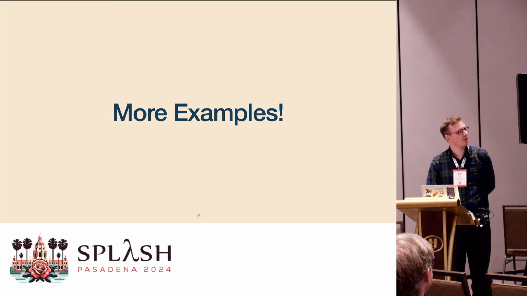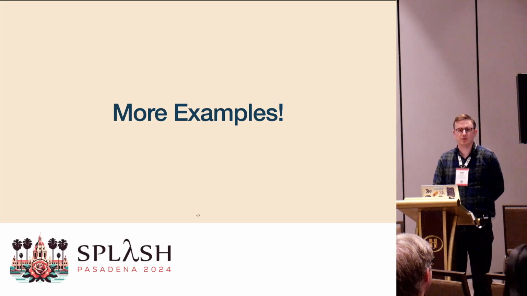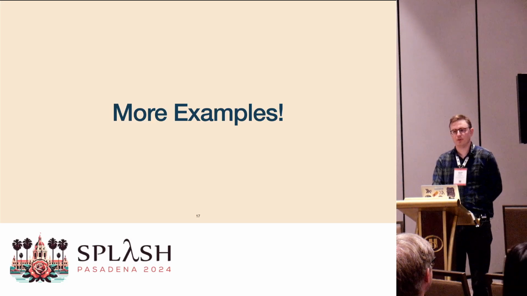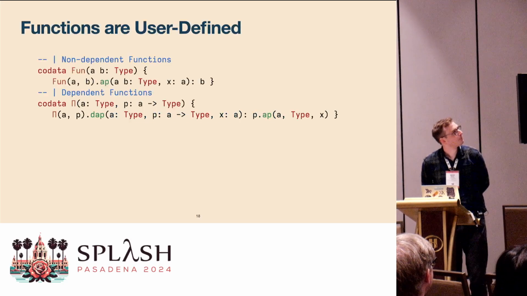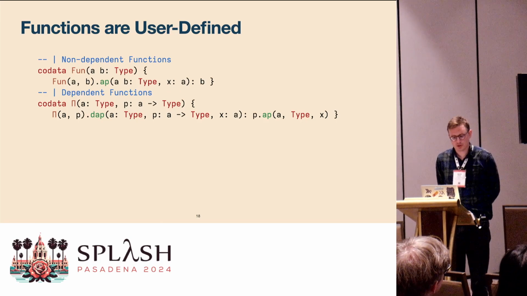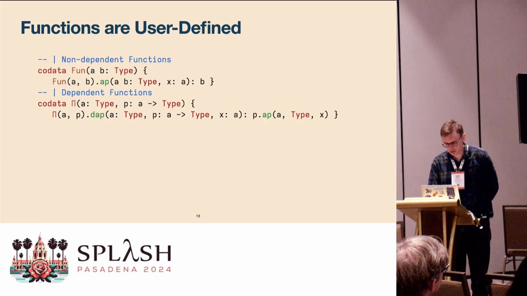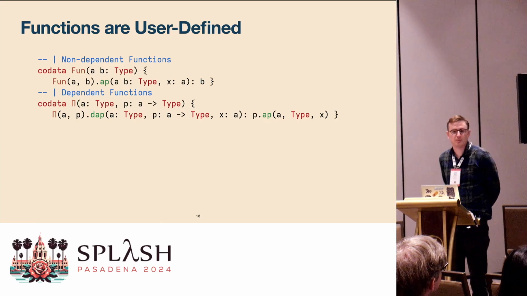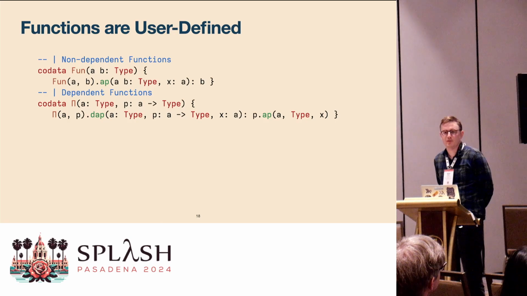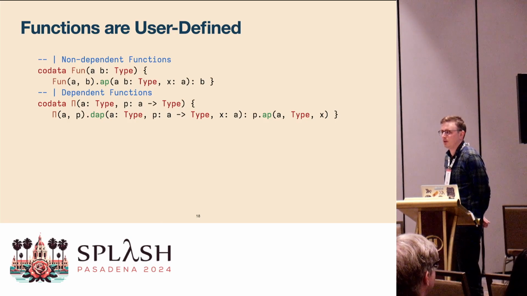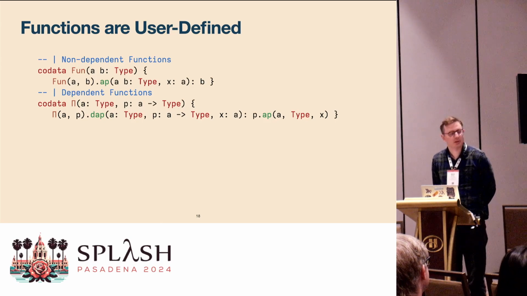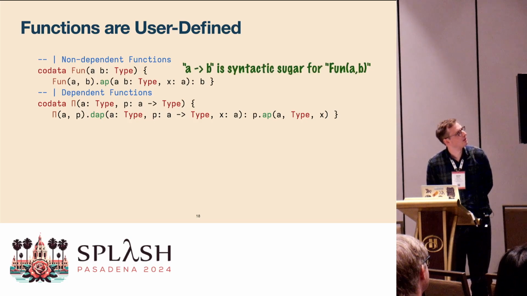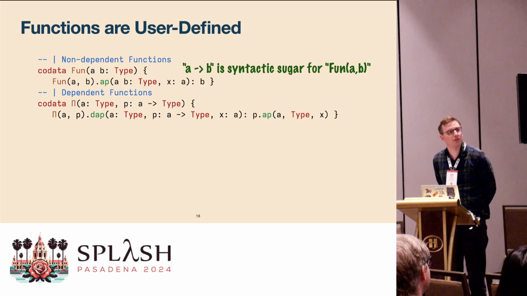One of the properties of our system is that we do not have any built-in types. So all types in our system are defined by the user, and this includes the type of functions and dependent functions. So in the first part, you see the definition of non-dependent functions. Non-dependent functions are defined just by the application method. So what can you do with a function? You can apply it to an argument and get an element of the return type. And just to make it readable, we provide some syntactic sugar for fun A B.